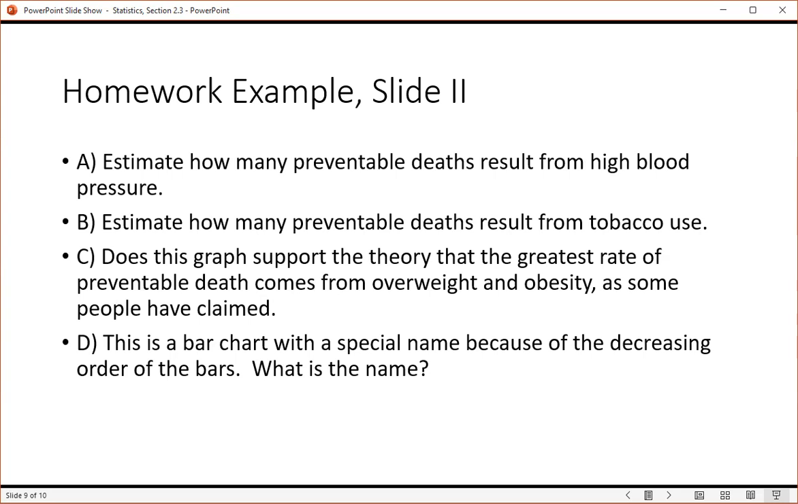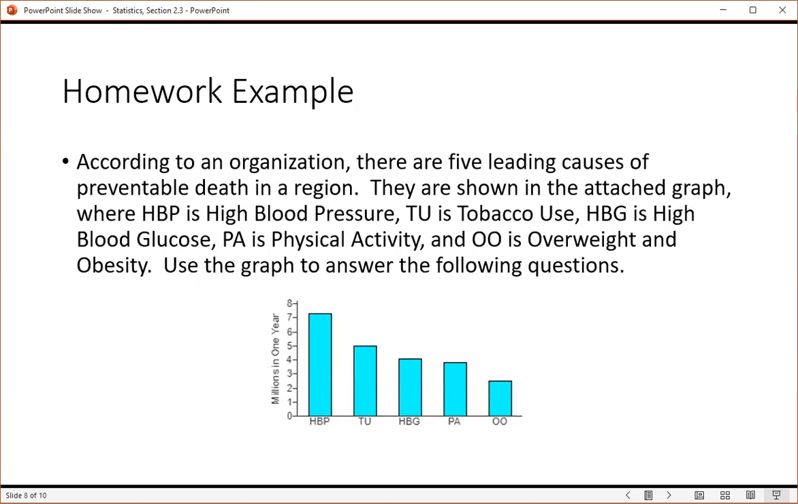So the first one is high blood pressure. How many preventable deaths result from high blood pressure? So let's jump back over here. Which of these is high blood pressure? It's the first one. How many preventable deaths are there? Well, we just want to figure out the height of the bar. And it looks like it's about 7.2, maybe. Around there, around 7.2. So there's about 7.2 million deaths per year from high blood pressure.